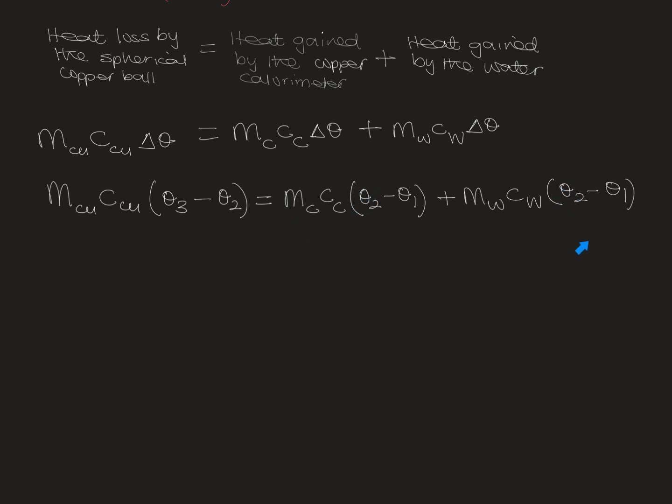For those substances that are gaining heat, the final temperature theta 2 will be higher than the initial temperature theta 1. So that is why the change in temperature will be theta 2 minus theta 1. But for the substance that is losing heat, the initial temperature is higher than the final temperature. So that is why we're going to have a change in temperature of theta 3 minus theta 2, where theta 3 is the initial temperature of the spherical copper ball. The theta 2 is the final temperature or the equilibrium temperature attained.